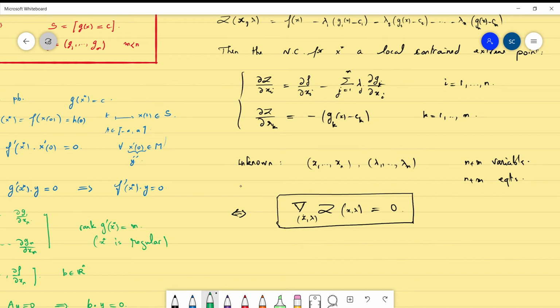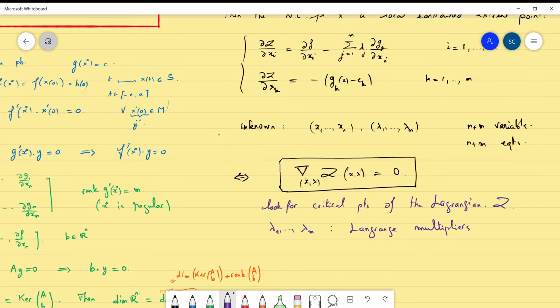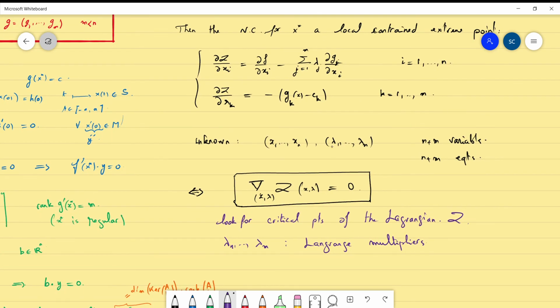As a remark, we look for critical points of the Lagrangian. So this function L is called the Lagrangian, and lambda 1 to lambda m are called Lagrange multipliers. At this level they are just a way we can solve in x and lambda. The most interesting are the x's, but later we will need the lambda to classify the point, whether it is a local maximum or local minimum relative to the constraint set.